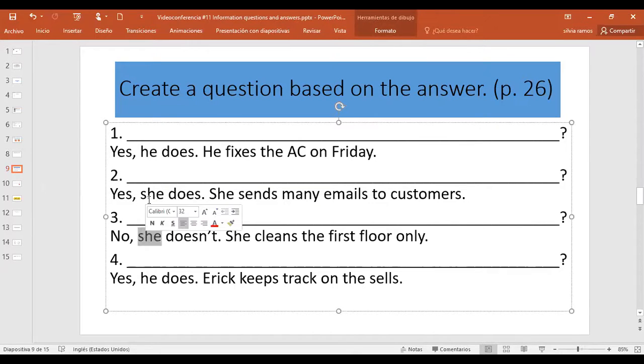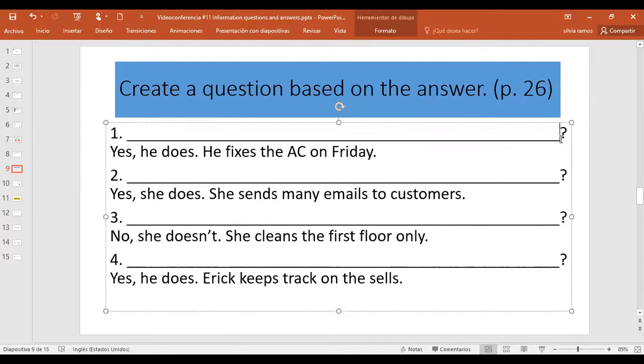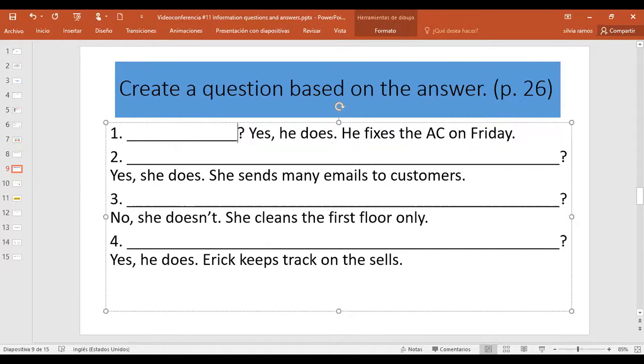Look, she, and he, right? Now, what could be the question for this answer? It says, yes, he does. He fixes the AC on Friday. ¿Cuál sería la pregunta que ustedes crearían en este caso? Does he? Does he? Very good. We're going to put here.